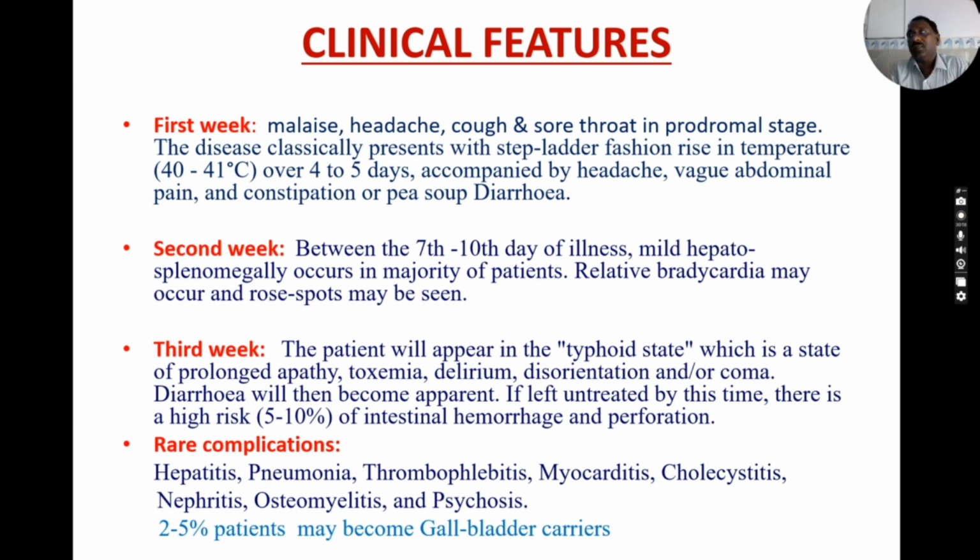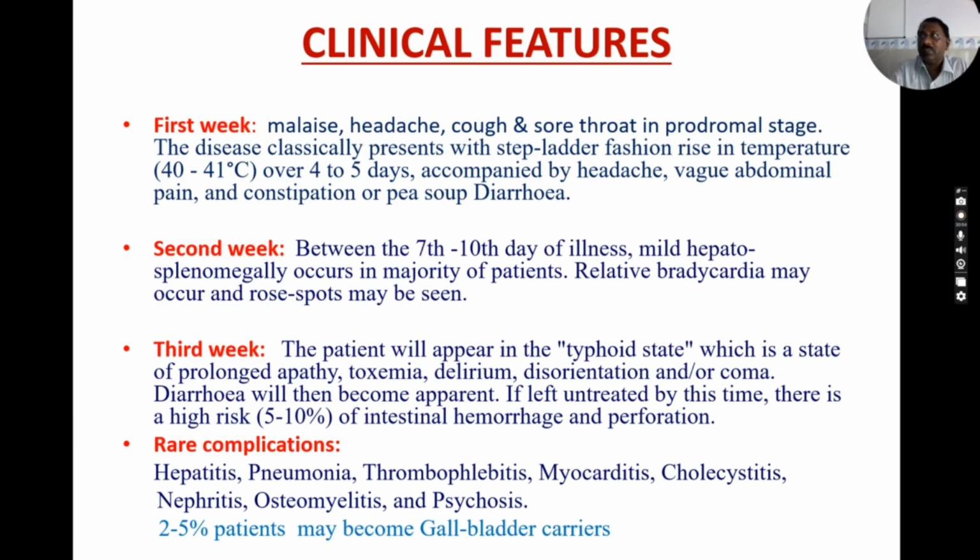So the second week, between the 7th to 10th day of the illness, mild hepatosplenomegaly because of reticuloendothelial involvement occurs in the majority of the patients. Maybe 2 fingers enlargement of your liver, or 1 to 2 fingers enlargement of your spleen. Relative bradycardia, which I already told you, may occur, and sometimes rose spots may be seen, but not exclusively seen in our dark-skinned population. But in some people you can see the rose spots on the anterior chest and the posterior chest.